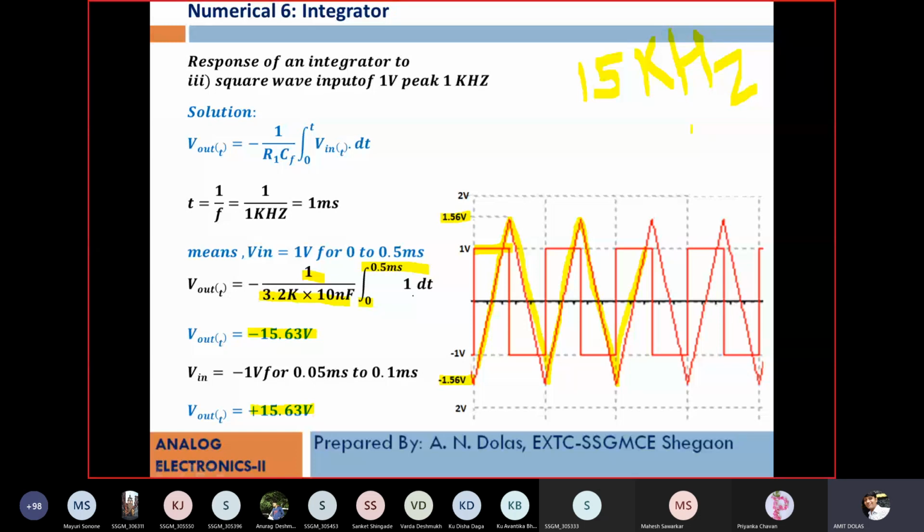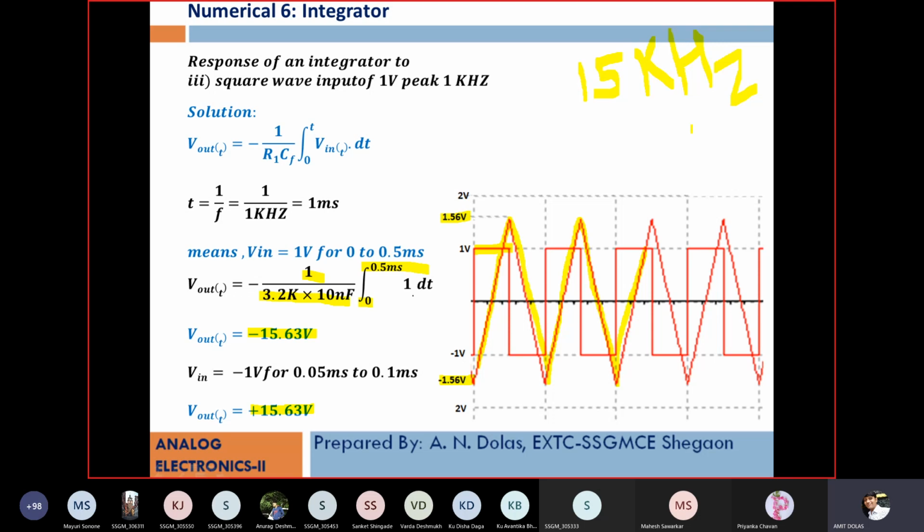If our input frequency of the square wave is around 15 kilohertz, then what happens? Your amplitude is almost the same. Input and output amplitude is almost the same. As I decrease from 15 kilohertz, coming here to 1 kilohertz, a much lower frequency than the integrator's design, that is why the triangular wave amplitude is very large.